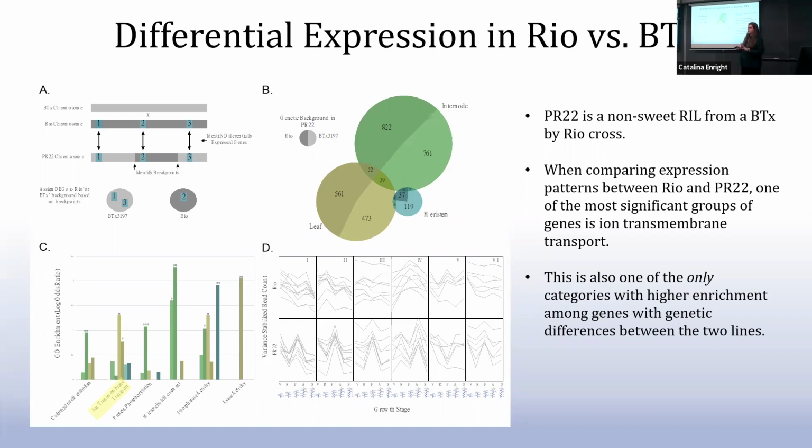And so what we saw was, in general, when we compare the patterns of expression, one of our most significant groups here is, again, metal membrane transport. And what's notable about this group, and probably pretty hard to see from far away, is that it's one of our only categories where it's more enriched for genes that have the BTX background than for genes that had the sweet background. And just to reemphasize why that mattered to us: if you're very differentially expressed between the two, but you have the sweet allele, then it seems like you're just responding to sugar, not necessarily causing the sugar to accumulate differently.